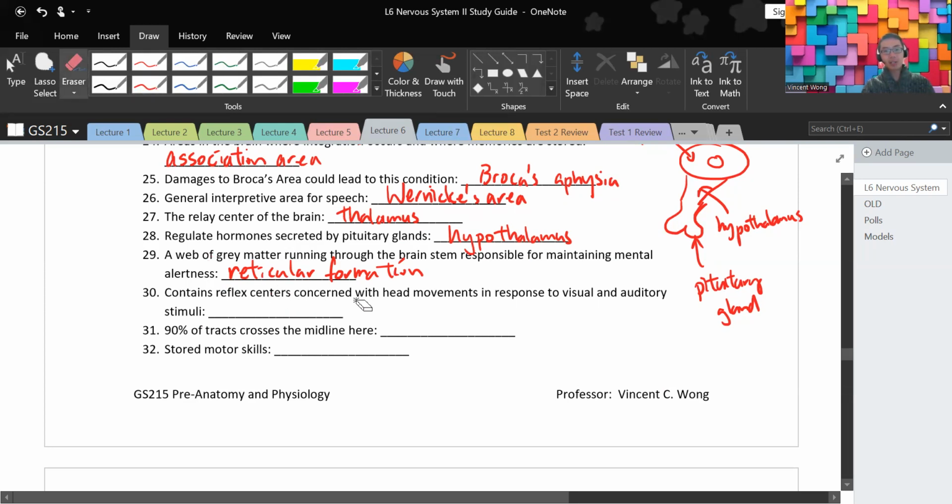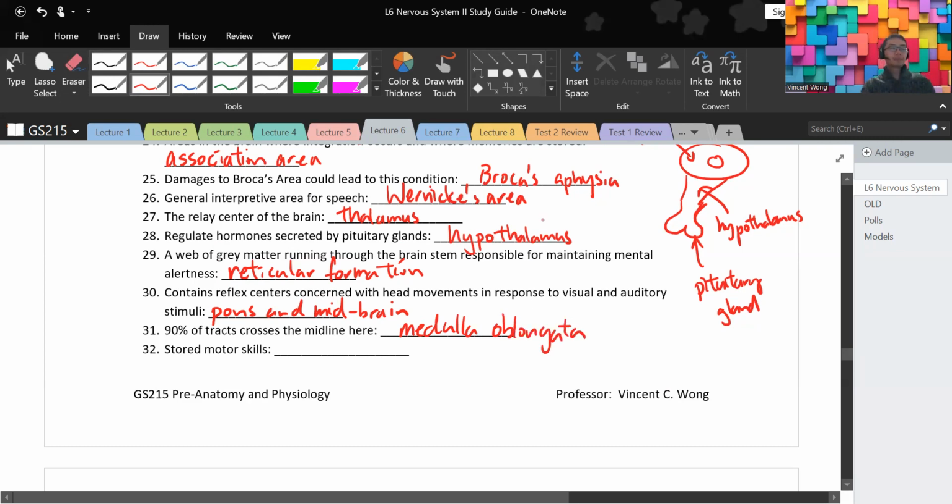Contains reflex center concerning head movement and response to visual and auditory stimuli. That would be the pons and midbrain. The pons is also where 4 pairs of cranial nerves will emerge. 90% of tracts, the ascending tracts and descending tracts, will cross the midline at the medulla oblongata.